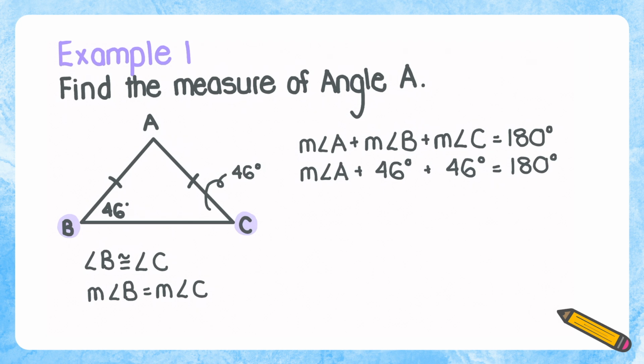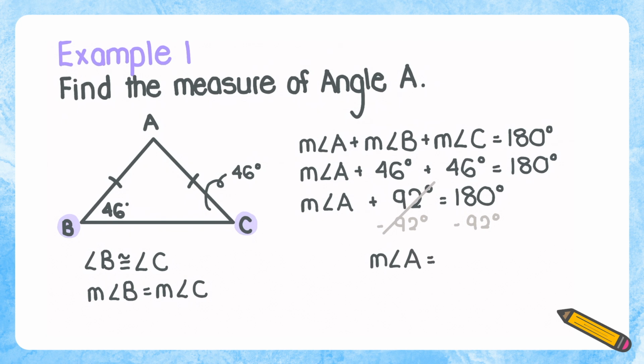And from here, let's solve for the missing measure of angle A. So we can combine 46 degrees plus 46 degrees. And so that is going to be 92 degrees equals 180 degrees. And to isolate the measure of angle A, we're going to subtract 92 degrees from both sides. And we're left with the measure of angle A equaling 180 degrees minus 92 degrees, which is 88 degrees. So we were able to find the measure of angle A using the fact that we have an isosceles triangle. And in an isosceles triangle, we know that base angles are congruent.